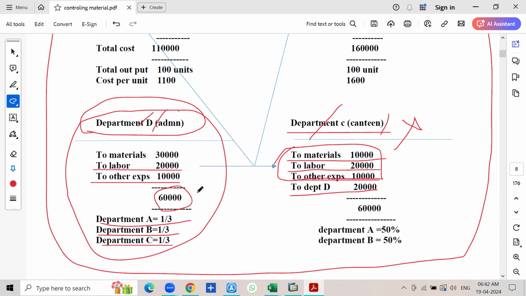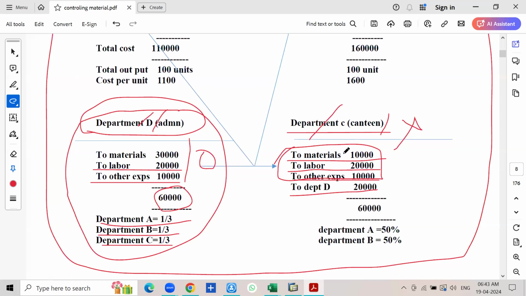Now here the cost of department D becomes 0 on 30th April. Then let us assume this is the data for April 2024, right? So when you allocate the cost of department D 1/3, 1/3, 1/3 to other departments, the cost of department D will become 0 on 30th April. Again, from 1st May, the department D will be posted with expenses again.